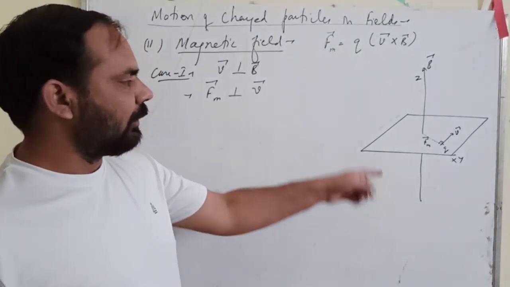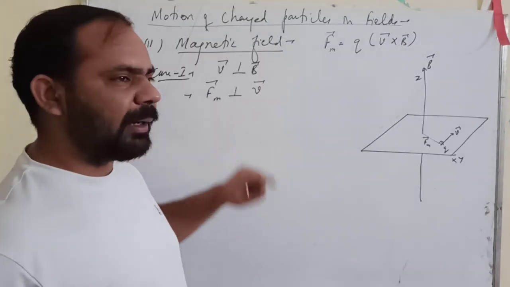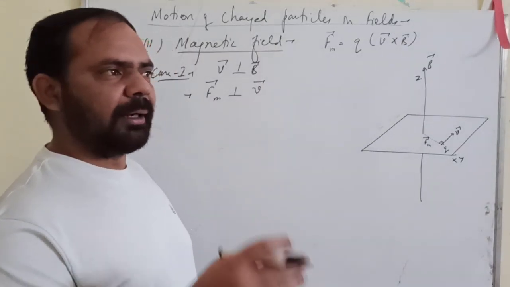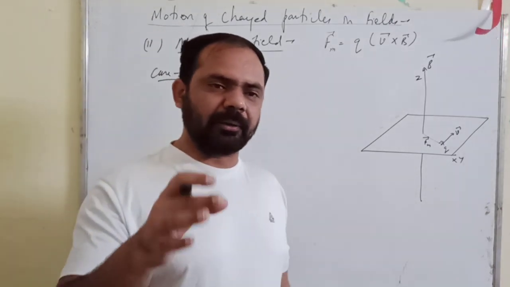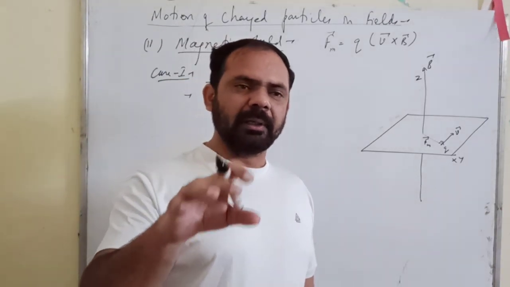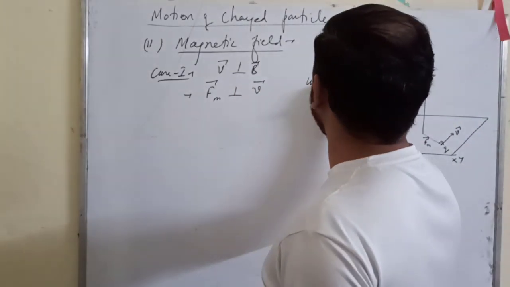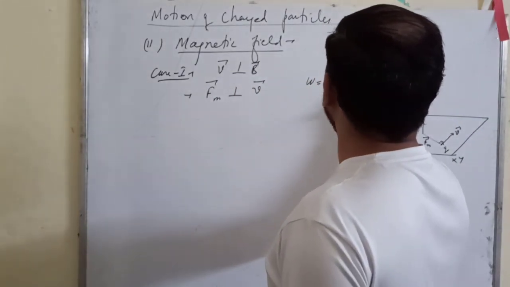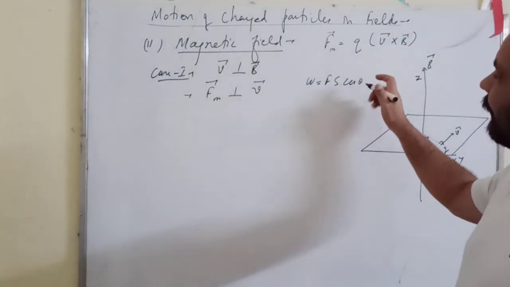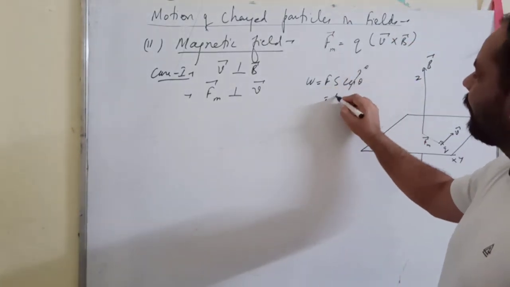Okay. Now, if the force is perpendicular to the velocity, then it cannot do any work on the charged particle, because what will be the work done by a perpendicular force? W equals Fs cos theta. Now if this theta is 90, then cos 90 is 0 and the work done will be 0.